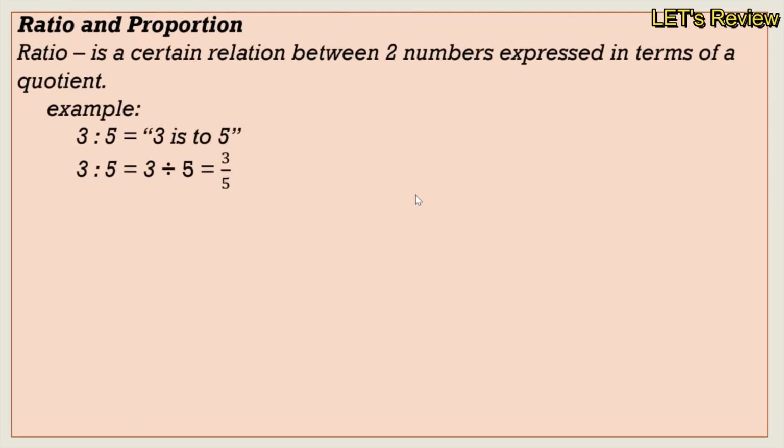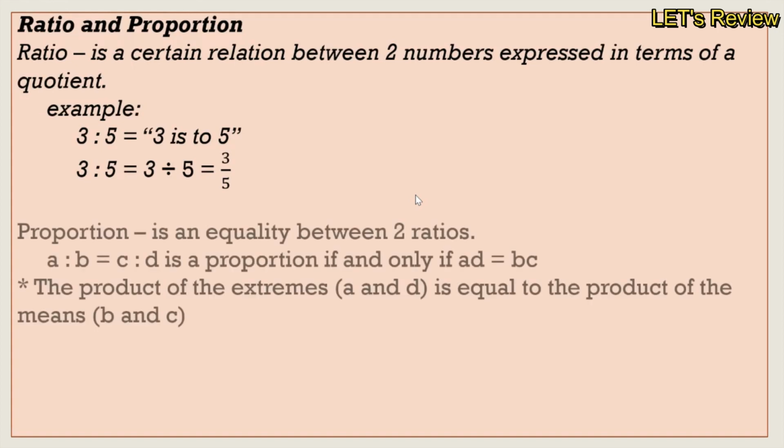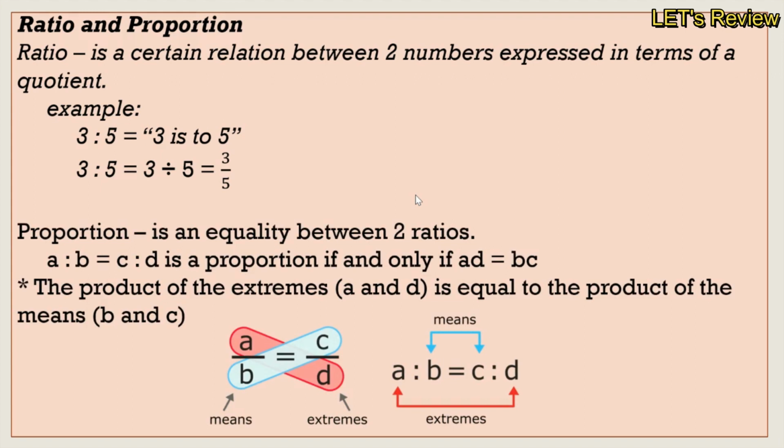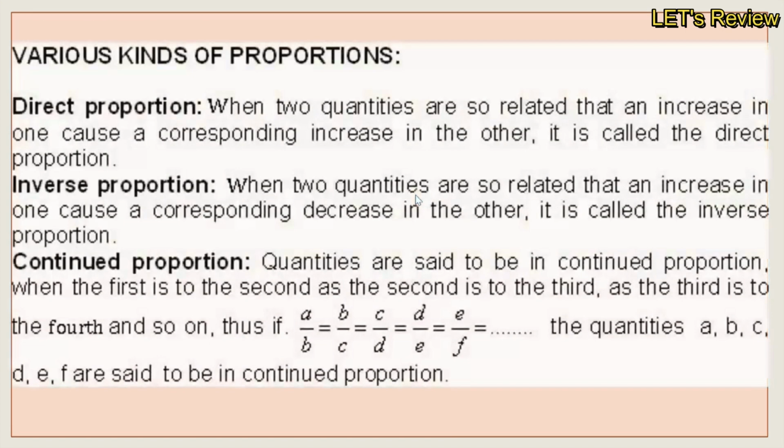This is an example of ratio and proportion, where ratio is a certain relation between two numbers expressed in terms of quotient, and proportion is an equality between two ratios. We have various kinds of proportions: direct proportion, inverse proportion, and continued proportion.